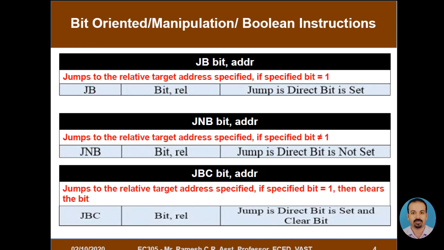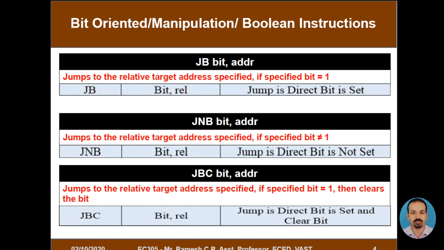So the next one is the JB bit comma address. In the previous instructions we have seen that the instructions were performing on 2 bits and just updating some results. Now based on the value of some of the bits, if I need to control the program flow, I can use this JB bit comma address, where the bit status is being checked, and if the bit specified in the instruction is equal to 1, then the program logic is shifted to some other address, where the address is specified in the instruction.